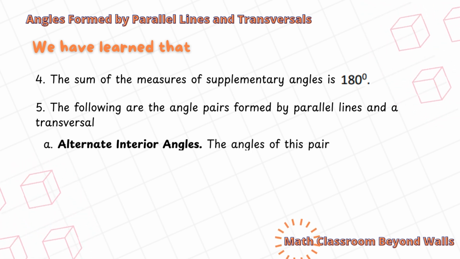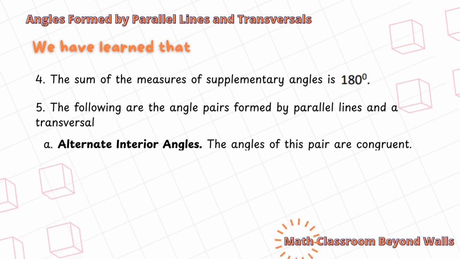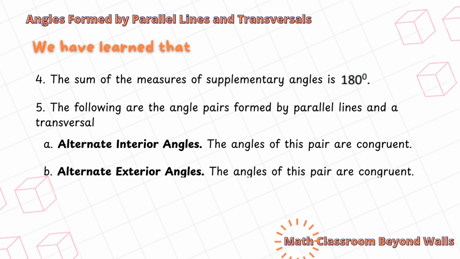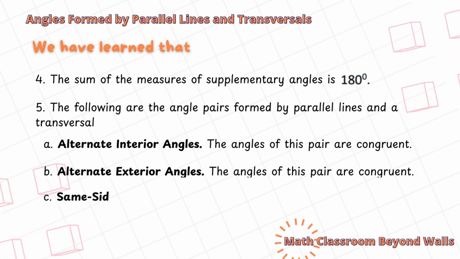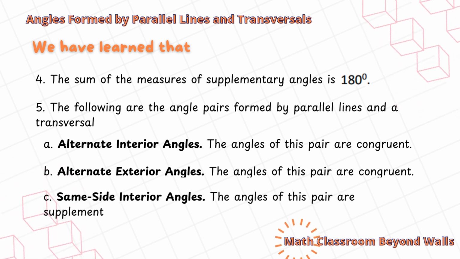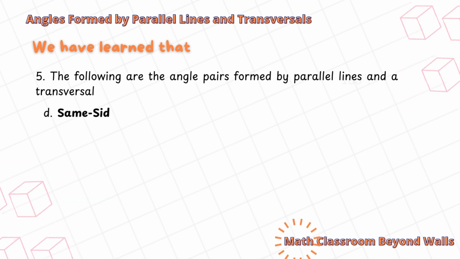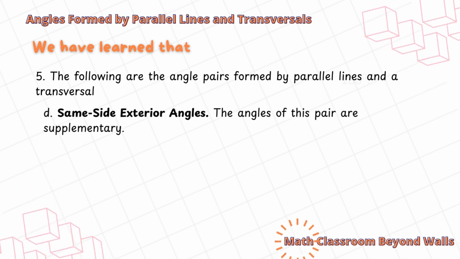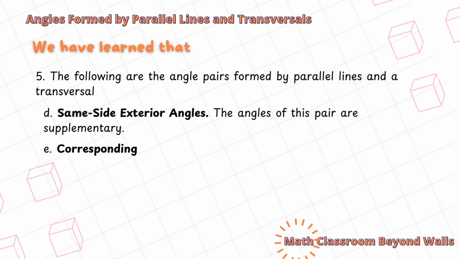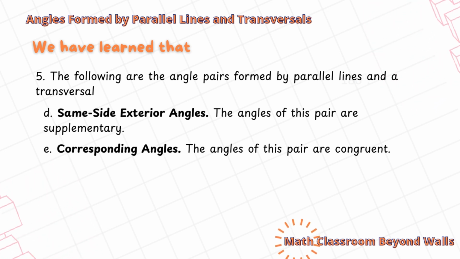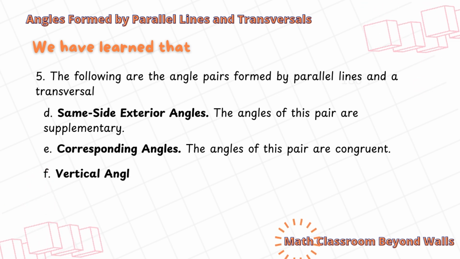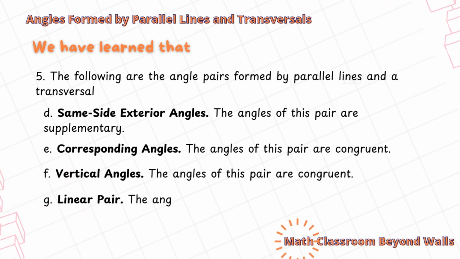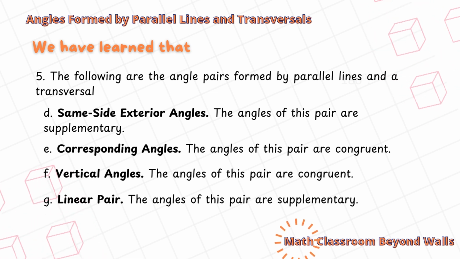A. Alternate interior angles. The angles of this pair are congruent. B. Alternate exterior angles. The angles of this pair are congruent. C. Same side interior angles. The angles of this pair are supplementary. D. Same side exterior angles. The angles of this pair are supplementary. E. Corresponding angles. The angles of this pair are congruent. F. Vertical angles. The angles of this pair are congruent. G. Linear pair. The angles of this pair are supplementary.